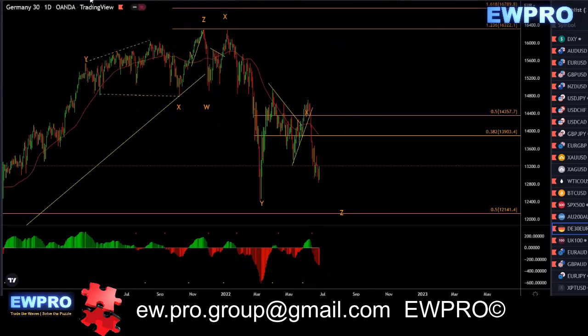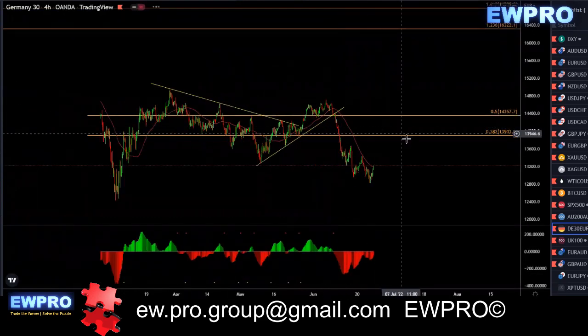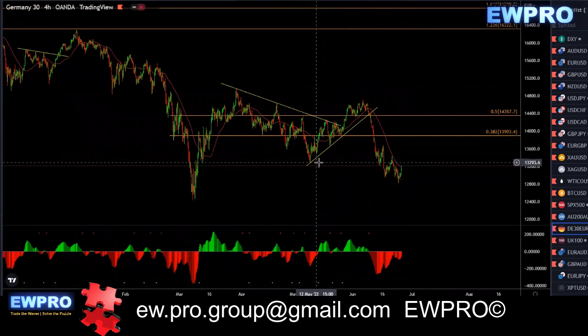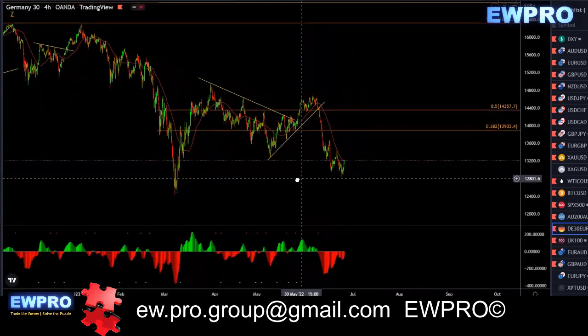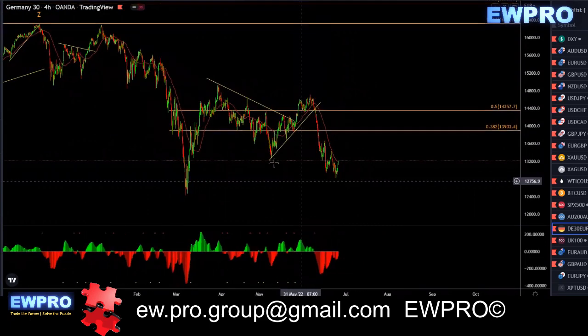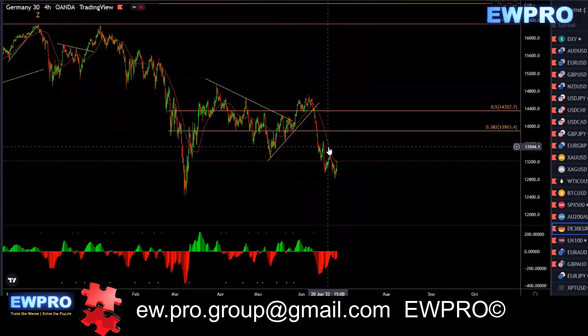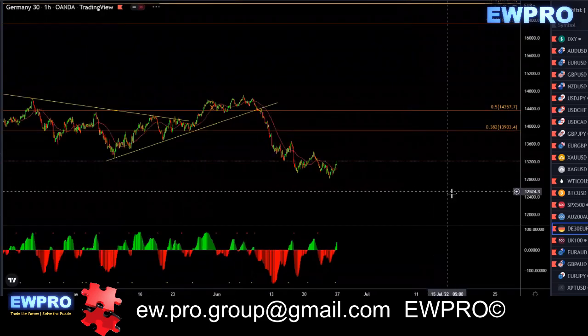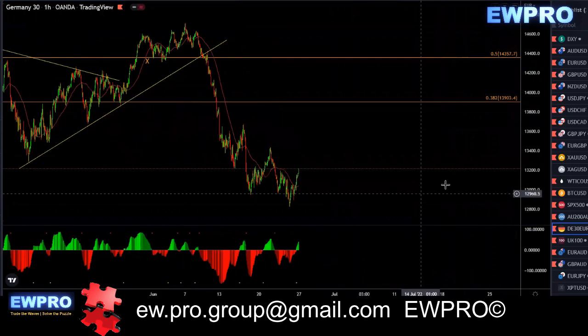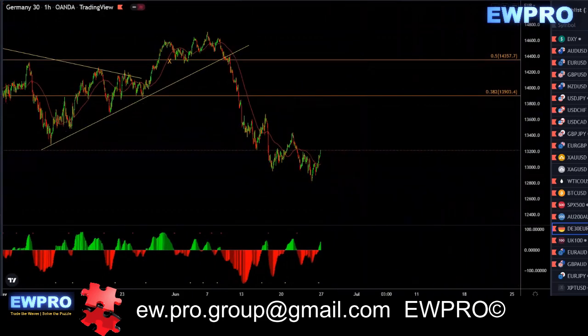On the H4, we don't have any bullish divergence. It's more bearish, but we've got to wait for this correction. Really, we've got to wait for the correction in here, then look for the sell. It's more of a buy on the H1, I dare say, because we have all the bullish divergence.